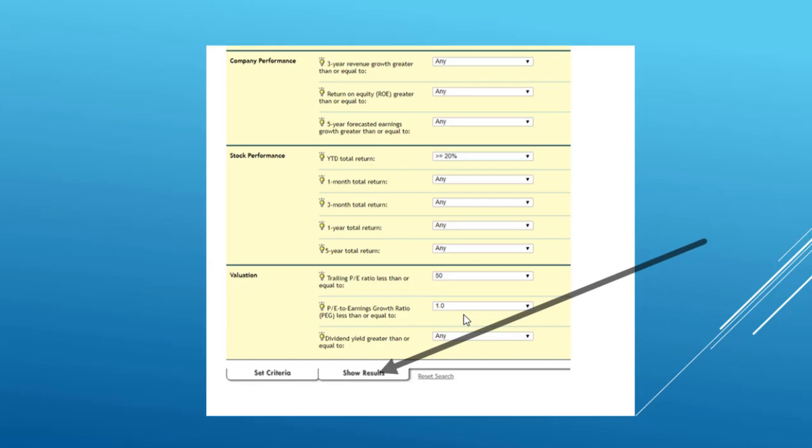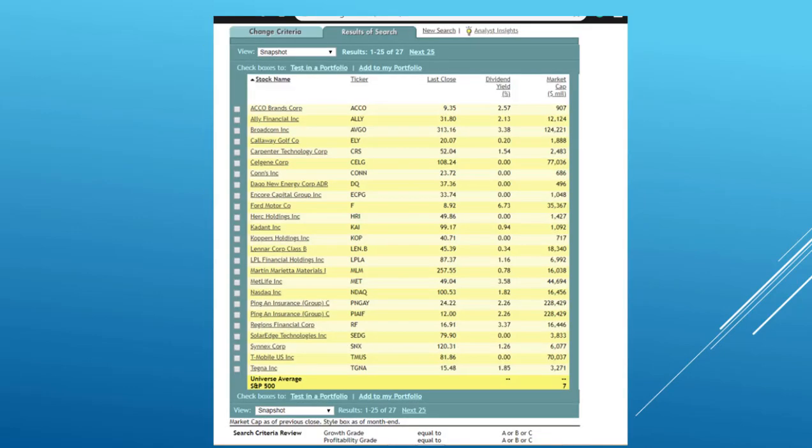Once we have made these selections, I can then click on Show Results, and it takes me to this page. It tells me that my search has come up with 27 stocks, and it has listed 25 of those stocks on this page in alphabetical order.